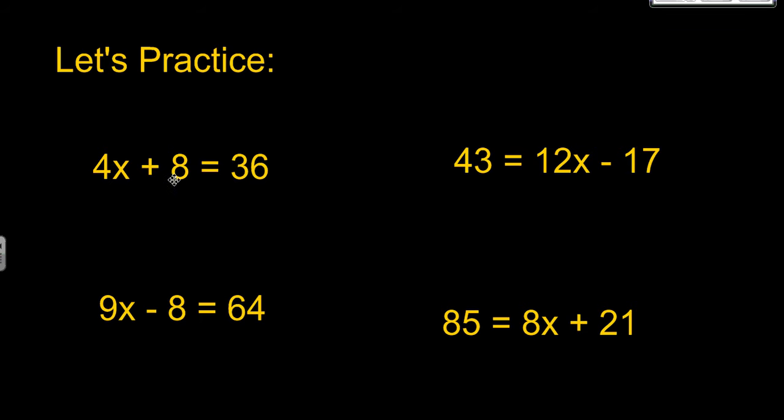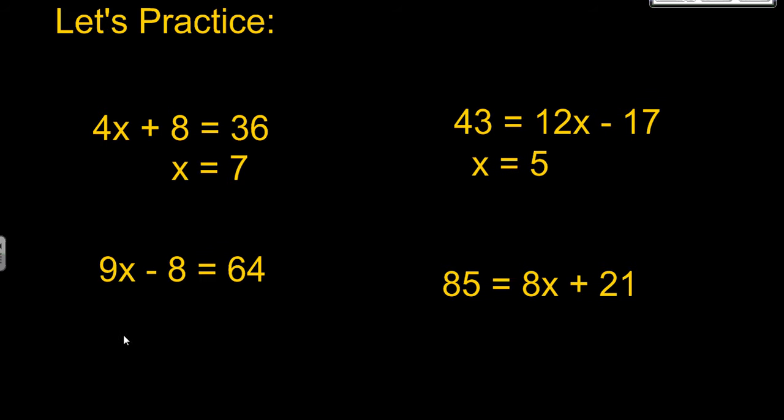For the first one, you should have subtracted 8 from both sides and then divided both sides by 4 to get x equals 7. On the second one, you should have added 17 to both sides, since the inverse of subtraction is addition, and then divided both sides by 12 to get x equals 5. On this next one, add 8 to both sides and divide by 9 to get x equals 8. And on the last one, subtract 21 from both sides and then divide that value by 8 to get x equals 8.